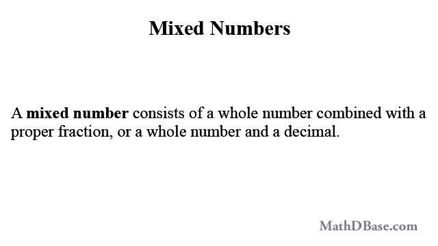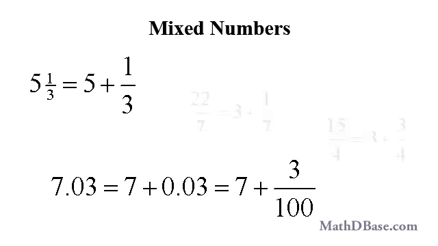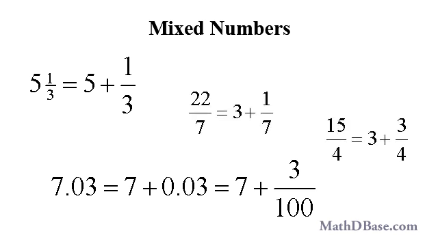A mixed number consists of a whole number combined with a proper fraction, or a whole number and a decimal. For example, 5 1/3 and 7.03 are both mixed numbers.